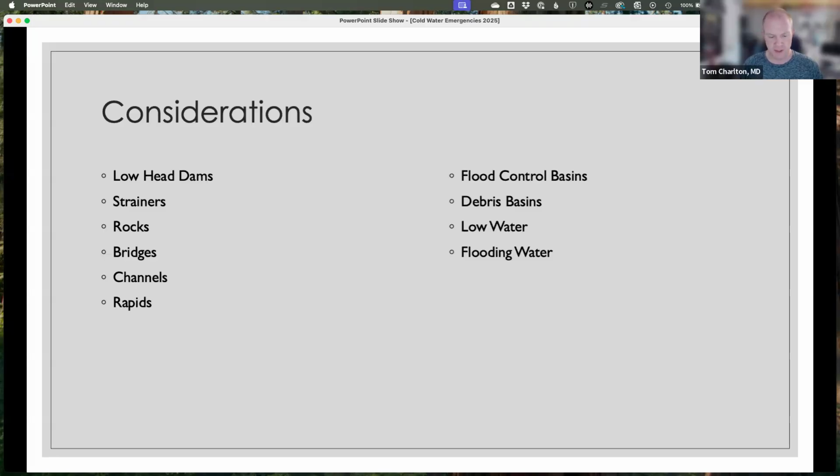Sometimes you also have the ability to shut the water off. Sometimes there is a dam upstream, and you can get a hold of the Corps of Engineers or whoever owns that dam and have them temporarily shut the water off so that you can get a much better or safer extrication done.